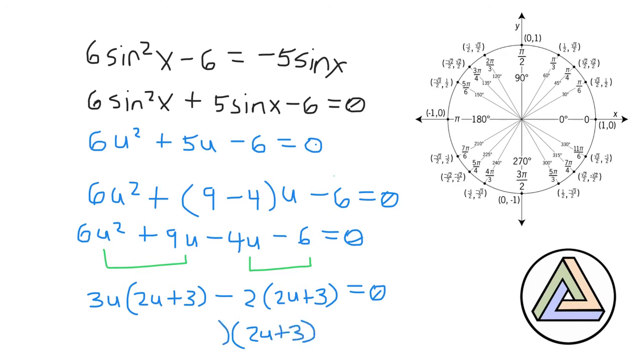And what are you going to write next to it? An empty parentheses. What goes in this empty parentheses? Well, everything else up here that was not 2u plus 3, namely 3u minus 2. So that's going to be 3u minus 2, and that equals 0.